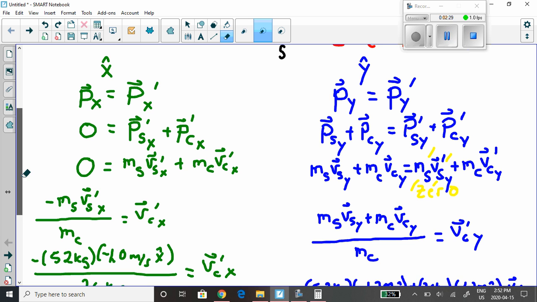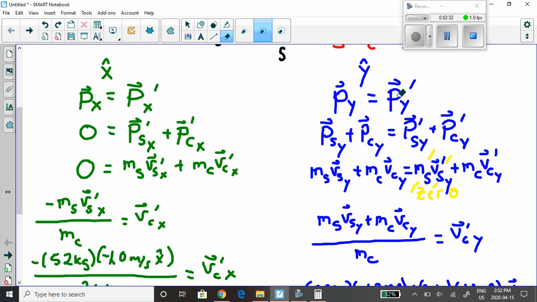The y component, similarly, if we know that momentum is conserved, it is conserved in the y direction as well. So what does the y component of the momentum look like before the walking occurs? Well, it's made up of the student's momentum before walking, y component, plus the cart's momentum before the walking, y component. And similarly on this side, it's the student's momentum as they're walking, y component, plus the cart's momentum as the student is walking, y component.